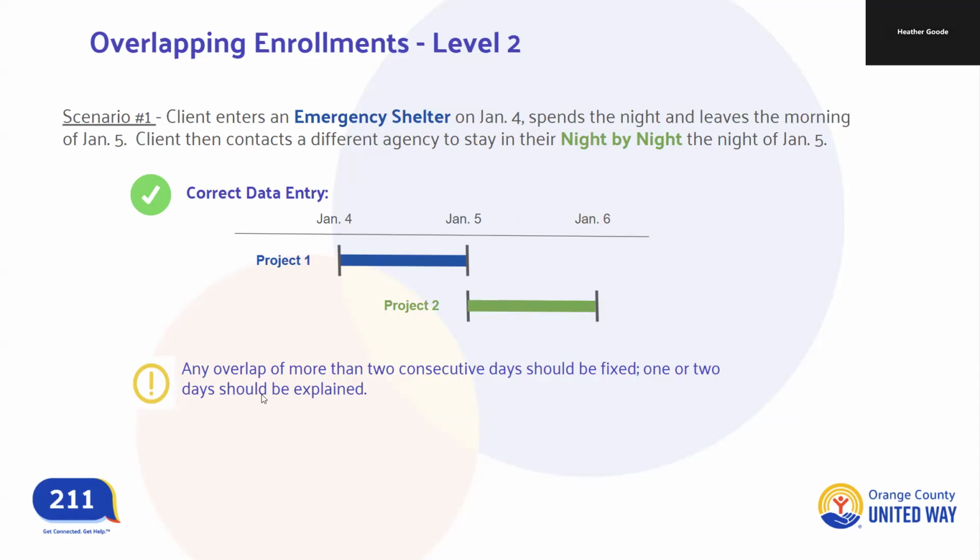And an incorrect one would be any overlap of more than 2 consecutive days. So those should be fixed. 1 or 2 days can be explained, and it's important to keep a record of the explanation. You can keep it in the client record so that you can provide that explanation later.